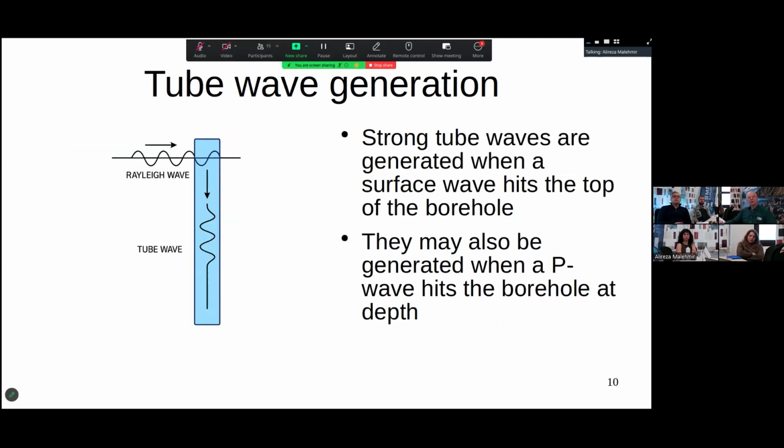So tube waves are often generated where we have a surface wave hitting the wellhead. This surface wave then generates tube waves that propagate downwards in the borehole. We can also generate tube waves when a P wave hits the borehole at depth. So we don't necessarily just have the tube wave generated at the surface. They can be generated really anywhere in the borehole where we have heterogeneities along the borehole or in the borehole itself.